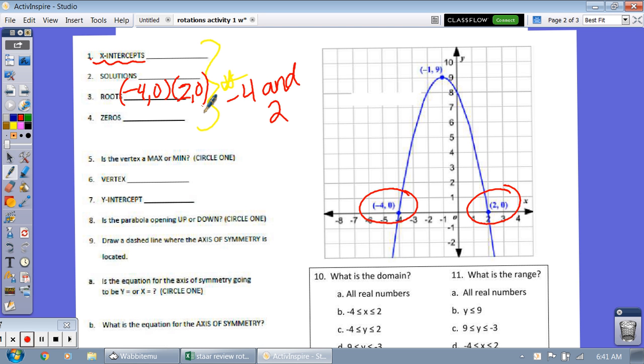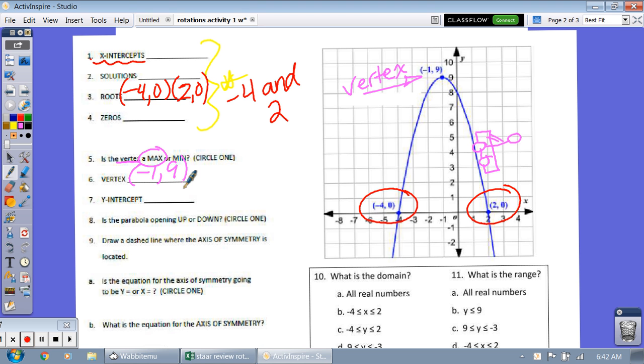So let's jump down to number 5. Is the vertex, this is your vertex right here. That is the top part of the graph. Is that a maximum or a minimum? It's a maximum. And I know that because if you're on a roller coaster here, here's your little roller coaster car. I know what you're saying, I'm an artist. This would be the tallest point or the highest point on the graph, so our vertex would be at (-1, 9).